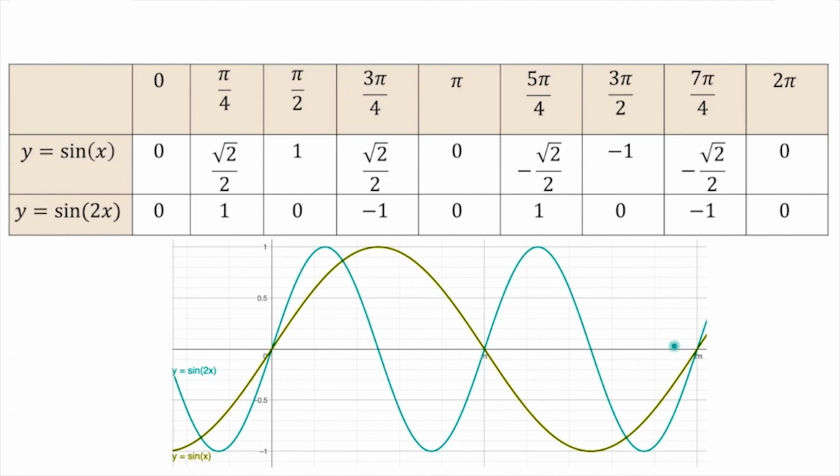It also changes something called the period. The period of a function is how long it takes to complete one cycle, so the amount of time it takes for it to go up and down. In the blue graph, the period is 2 pi. And in the red graph, the period is pi.